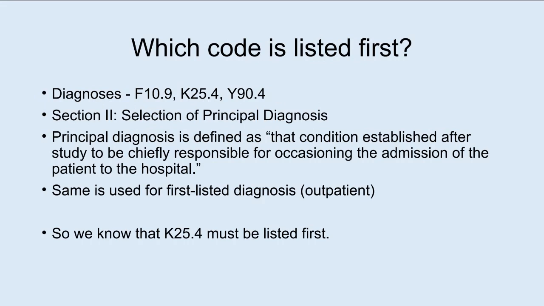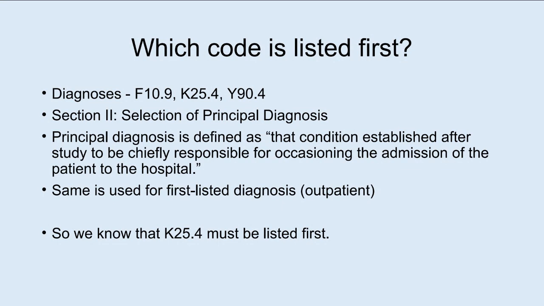But first, which code is listed first? That's very important in ICD-10. So you have F10.9, K25.4, Y90.4. In the front of your book, in section 2, there's a selection of principal diagnosis section, a whole separate section. This is after section 1, after each of the detailed guidelines for each body system, each chapter in ICD-10.